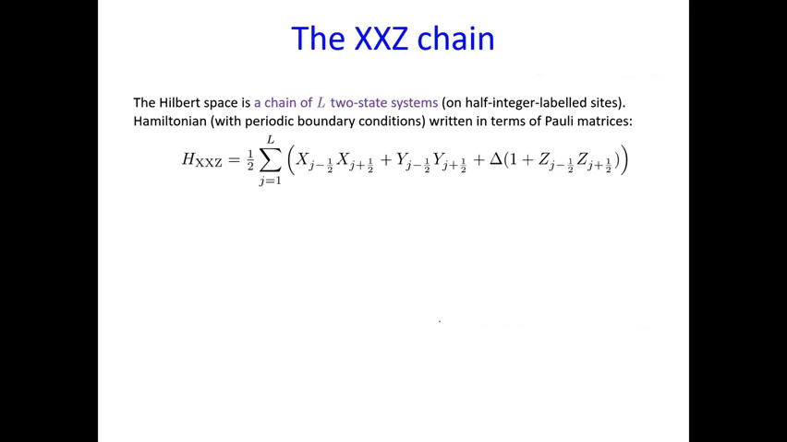Okay, so here's the XXZ chain, which I hope anyone's seen at some point before. Just a chain of two-state systems. All of them always take periodic boundary conditions today. X, Y, and Z are just Pauli matrices. I take these degrees of freedom to live on the half-integer sites, as opposed to integer. And so this just flips spins on adjacent sites.